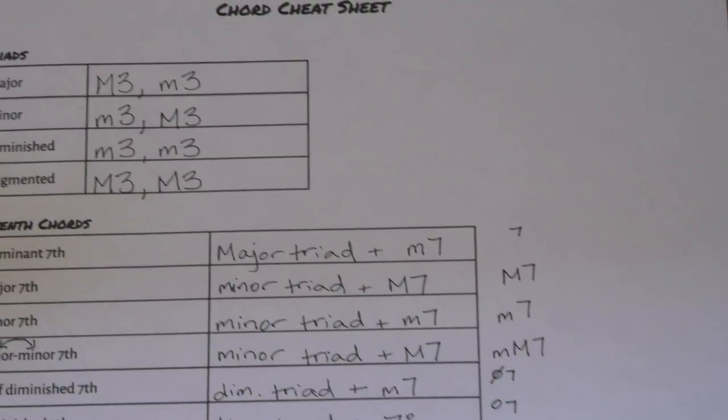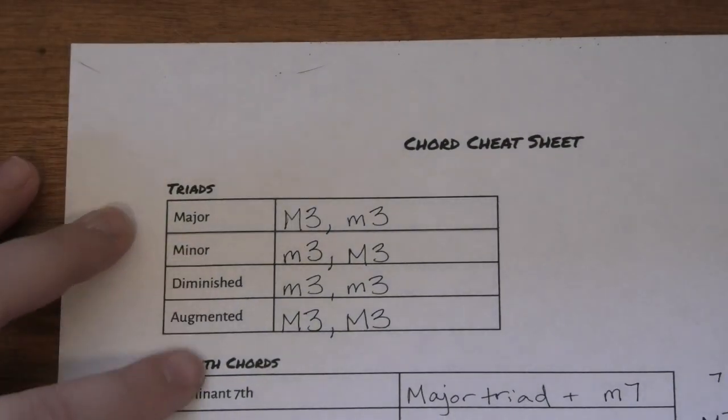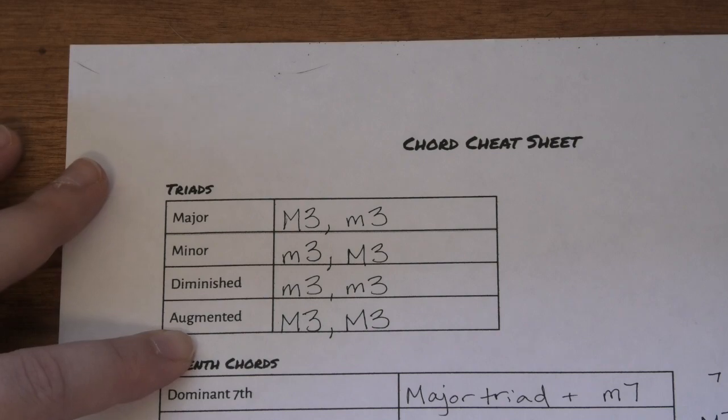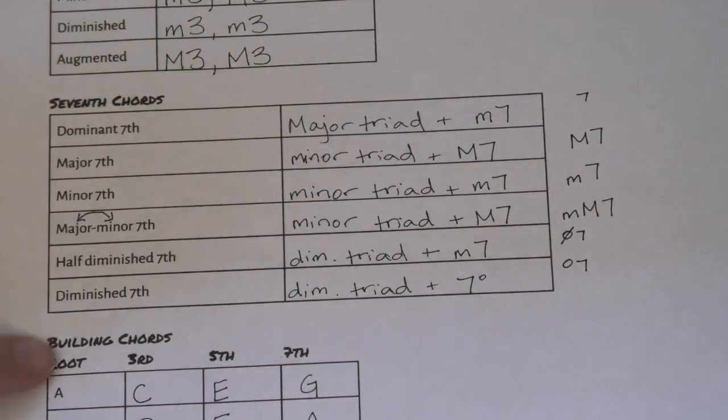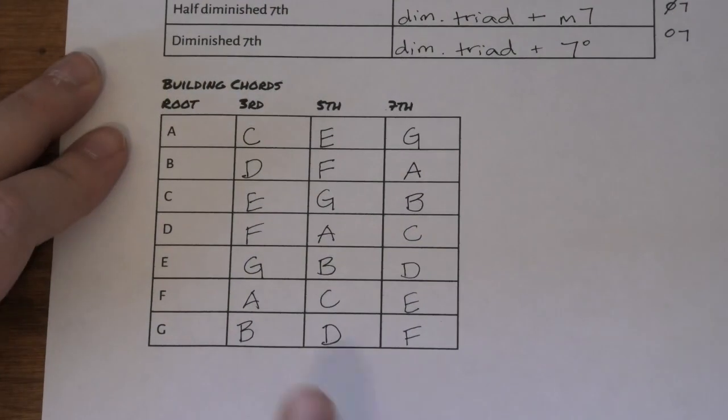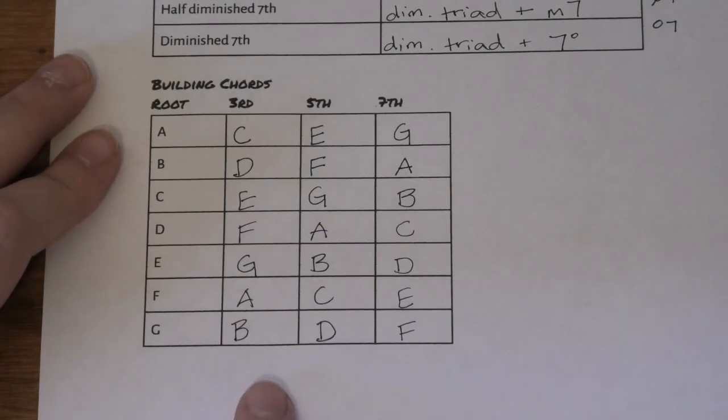So that is your complete chord cheat sheet. You can identify your triads based on intervals. Once you can do that, you have a triad plus a 7th interval to identify these types of 7th chords. And this is what you'll probably go back to the most as you do chord analysis.